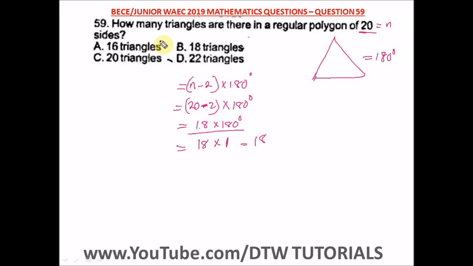So for instance, if you're asked how many triangles are in a regular polygon of 15, all you need to do is say 15 minus 2, times your 180 degrees. What's 15 minus 2? That is 13. So we have 13 triangles in a regular polygon of 15 sides here. I just did this example so it would sink in. This is how you find how many triangles are in a polygon. Our answer for this question is 18 triangles, and our right option here is option B.